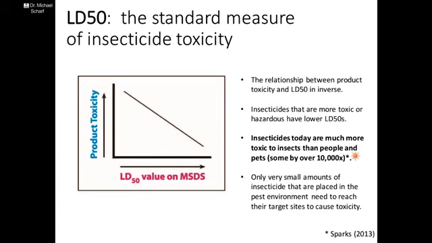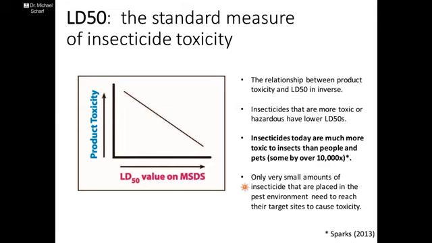And in fact, for some of them the EPA said they don't need to have a signal word. They're so non-toxic or non-hazardous to mammals. But the manufacturers, to their credit, said, no, we're still going to give them a signal word. But that's just an example of how non-hazardous to non-target organisms some of our insecticides are today.